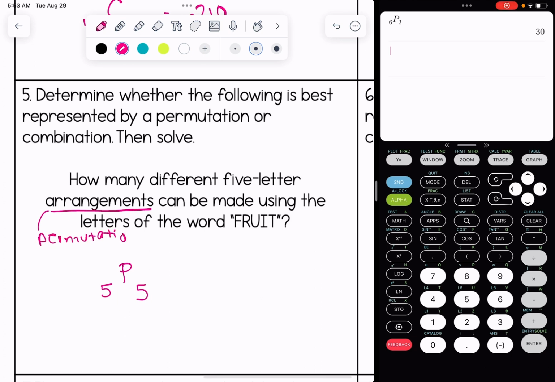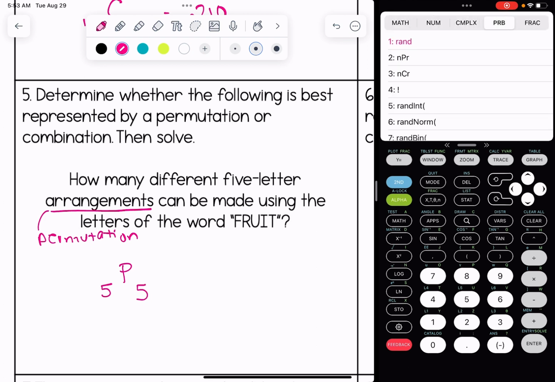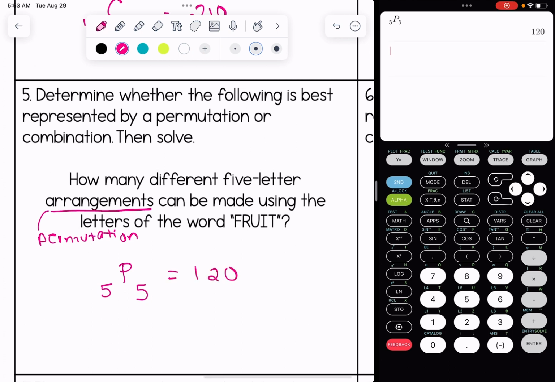So think about it, the order matters, right? It matters what letter comes first, then what letter comes second, and so on. So in my calculator, I'm going to do math, probability, choice 2. So 5P5. And I get 120 arrangements that are possible.